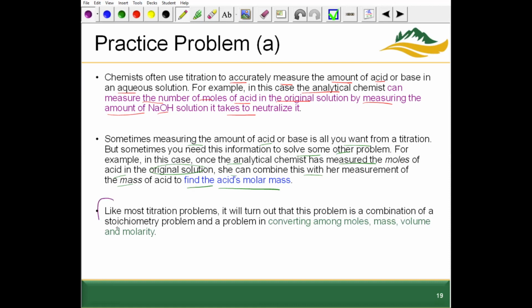As mentioned, with these titration style problems, it's going to be a combination of concepts: converting between moles, mass, volume, and molarity, and writing out balanced reactions from acids and bases. For a strong acid with a strong base, this always forms a salt and water. So lots of different concepts go into these titration style problems.